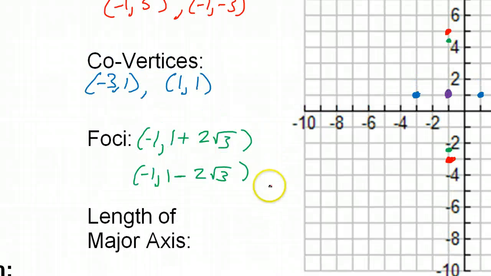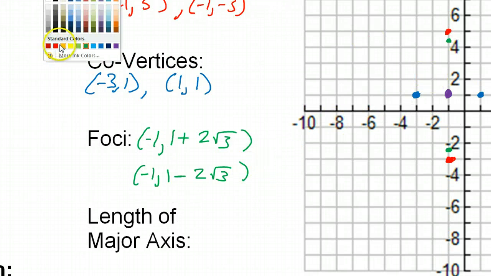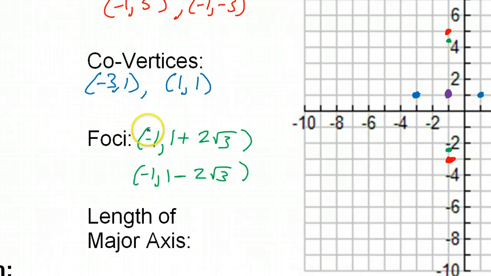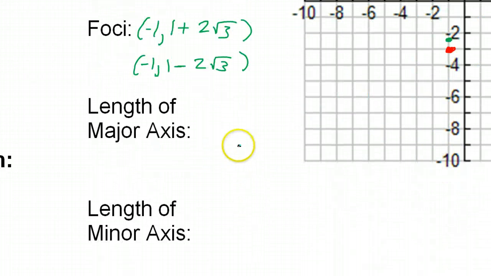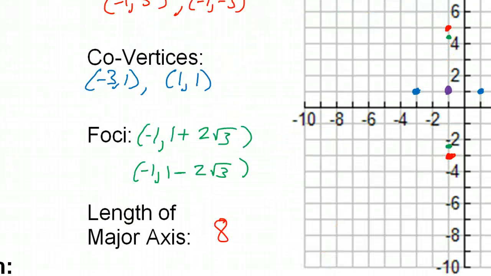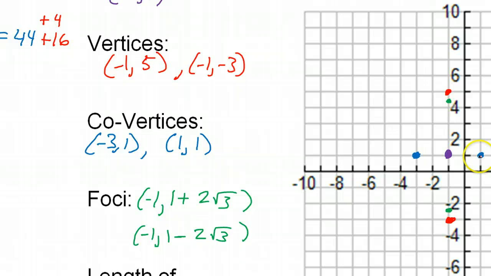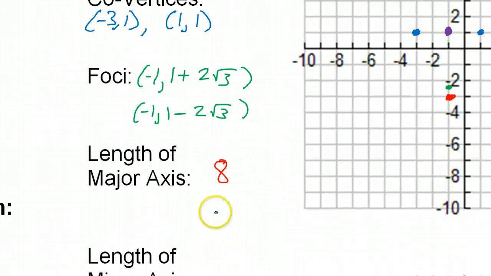Now the length of the major axis, that's just the distance all the way across the ellipse, the long way. So vertex to vertex, if you will. So that's 4, and that's also 4. So that's a total of 8. All right, the minor axis is the short way, so that's 2 and 2, which is 4.